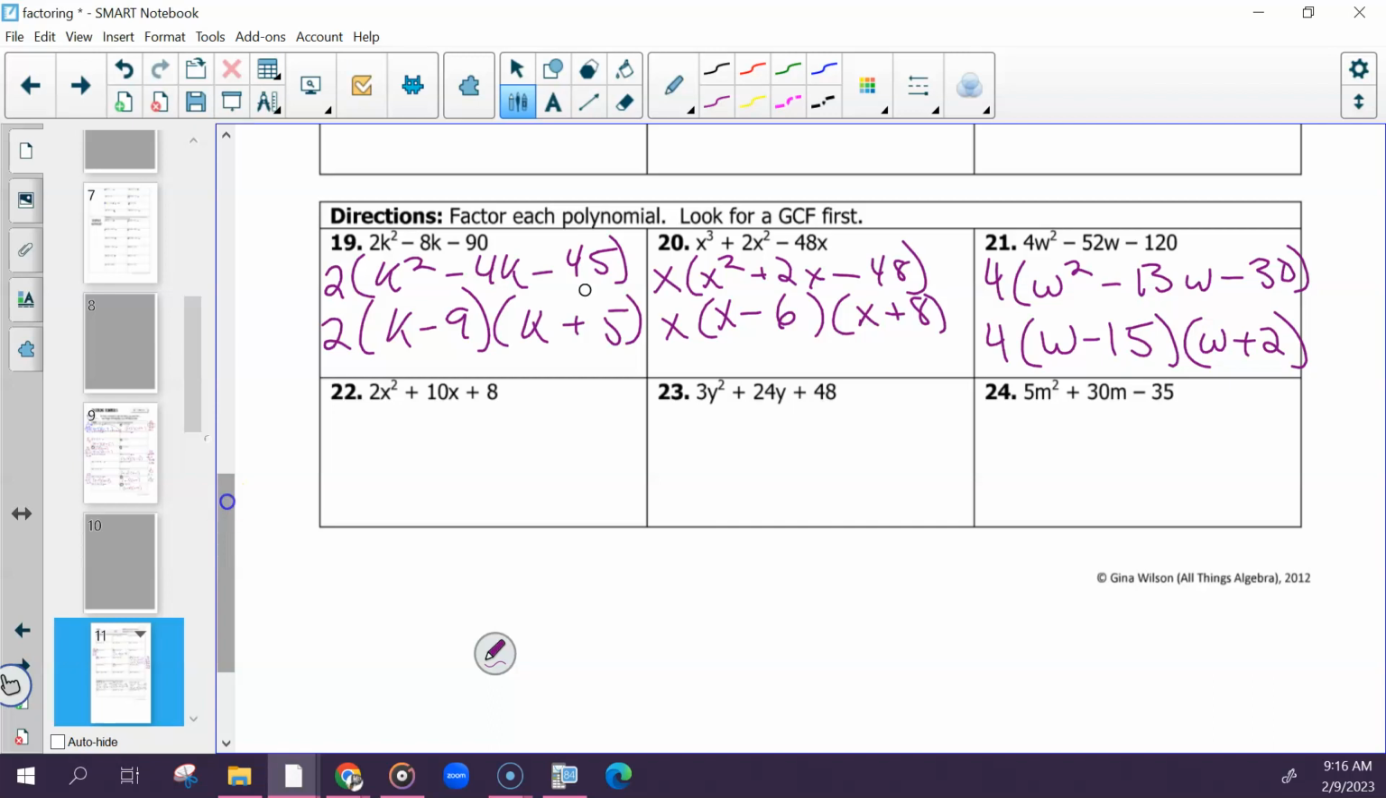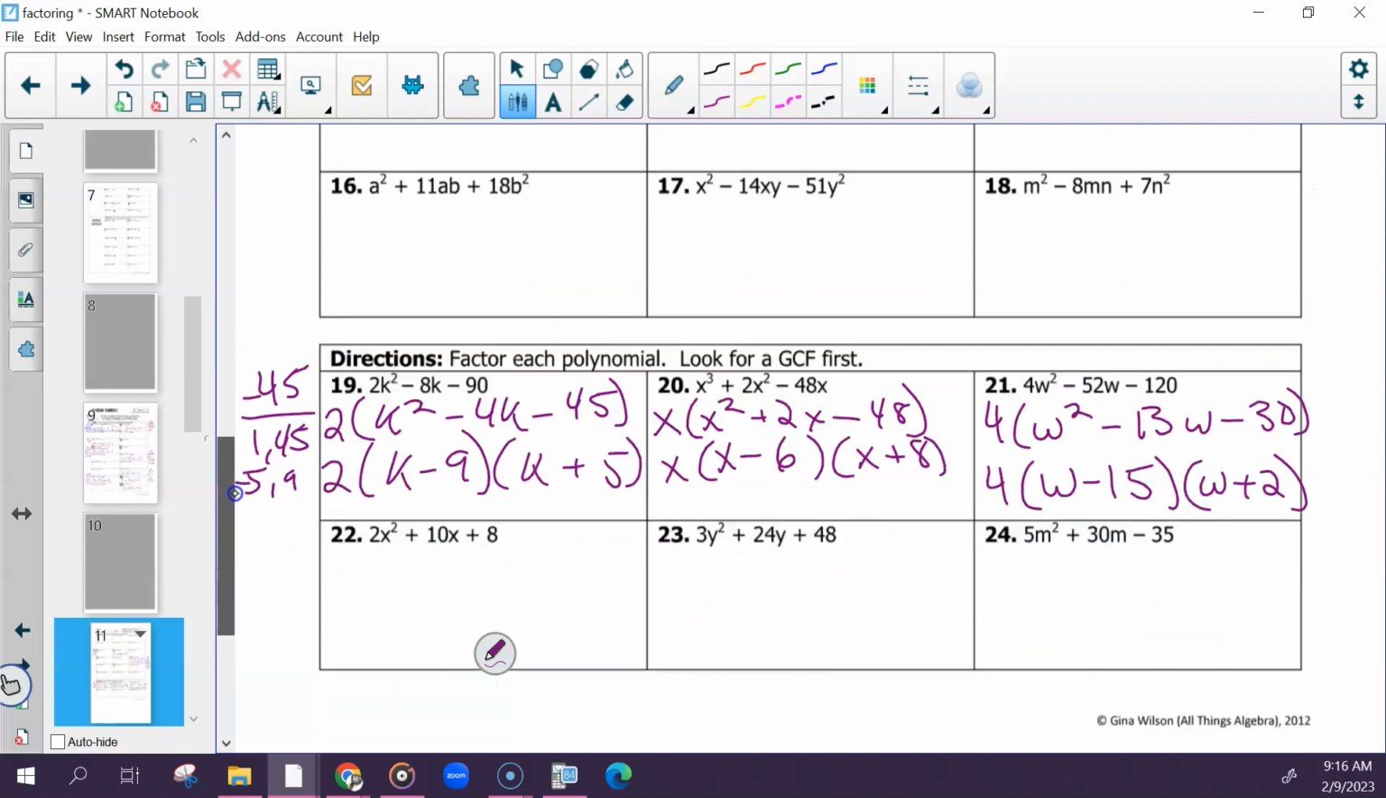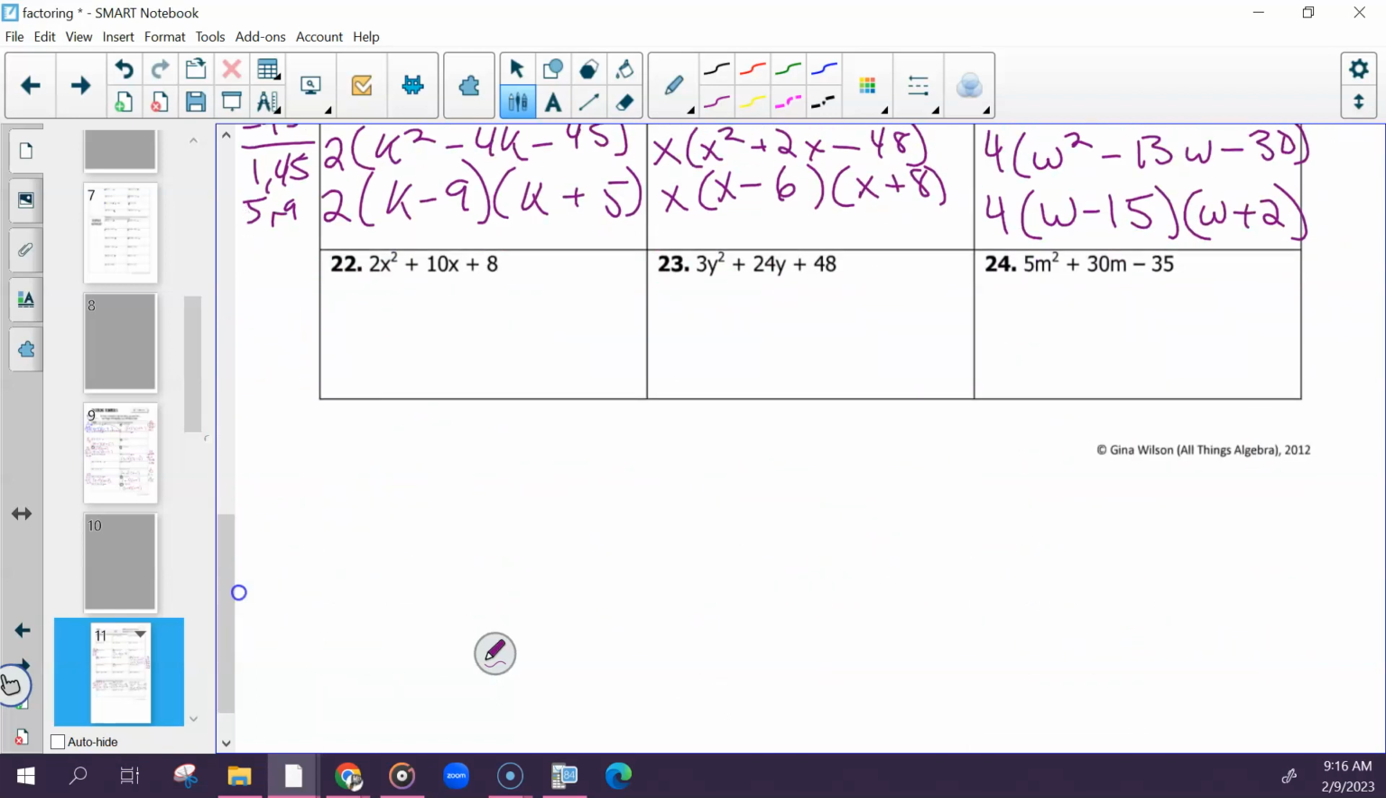So we were looking for factors of 45. So this is the part that I was having you guys do. I wasn't writing it down. So factors of 45, 1 and 45, 5 and 9. It has to be negative. So one of them has to be negative. Negative 5 plus 9 would not give us negative 4. But negative 9 plus 5 would. Any other questions?